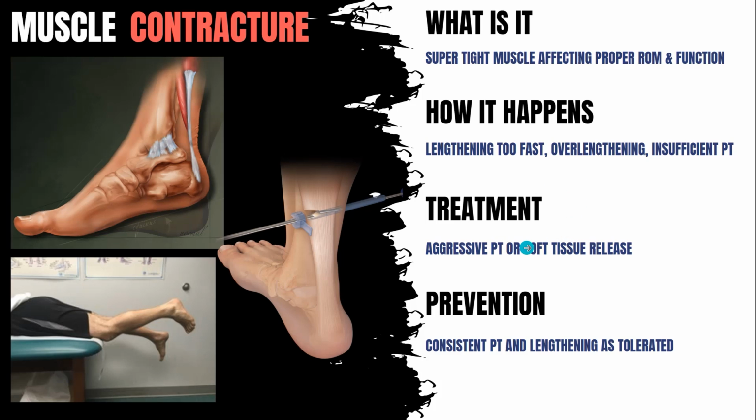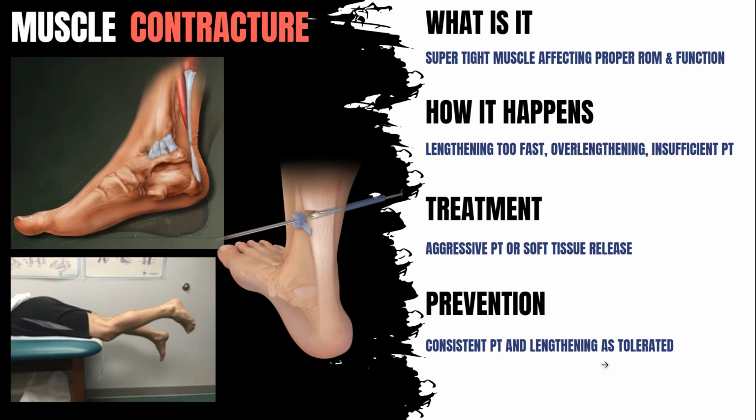So how do you treat this? Well, aggressive physical therapy, and if that doesn't work, you're going to need a soft tissue release to get back the proper range of motion in the joint, okay? So how do you prevent this? Basically, consistent physical therapy, stretching, and lengthen according to what your body can tolerate, okay?